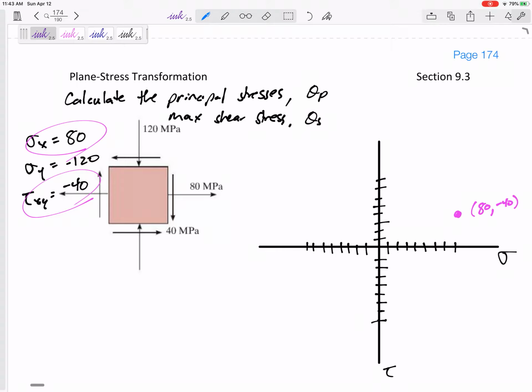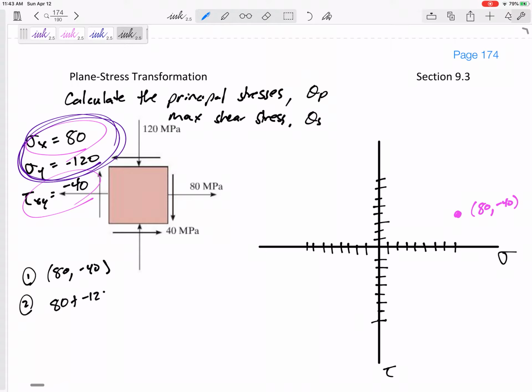Next step, draw the center. The center is at the average of the normal stresses. So maybe I'll write these out. Step 1, 80, comma, negative 40. Step 2, the average would be at 80 plus negative 120 divided by 2. So negative 20 is the center. Center is at negative 20 right there.